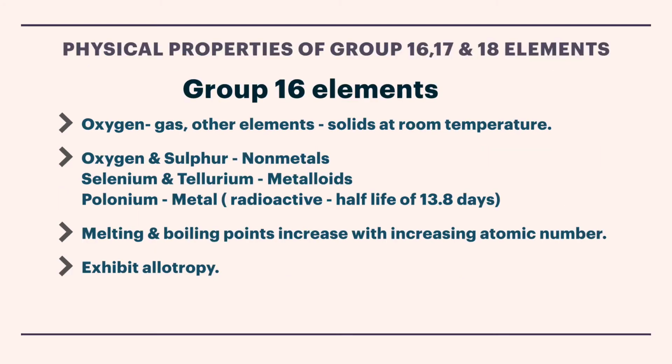Next, we'll see the physical properties of group 16, 17 and 18 elements. First we'll begin with group 16 elements. Hopefully you remember group 16 elements. They are nothing but the oxygen family. First one, the state of each element. Oxygen is a gas, while the other elements are solids at room temperature. Next point, oxygen and sulfur are nonmetals, selenium and tellurium are metalloids, and polonium is a metal.